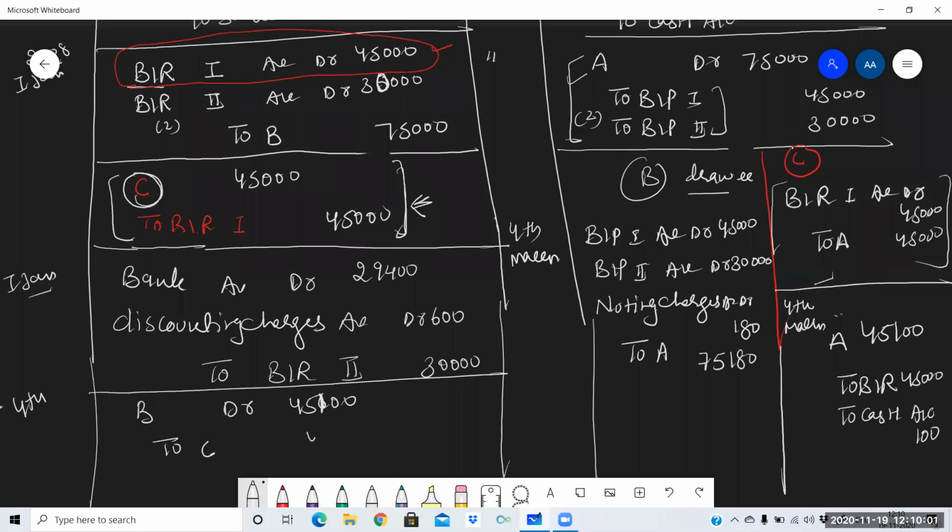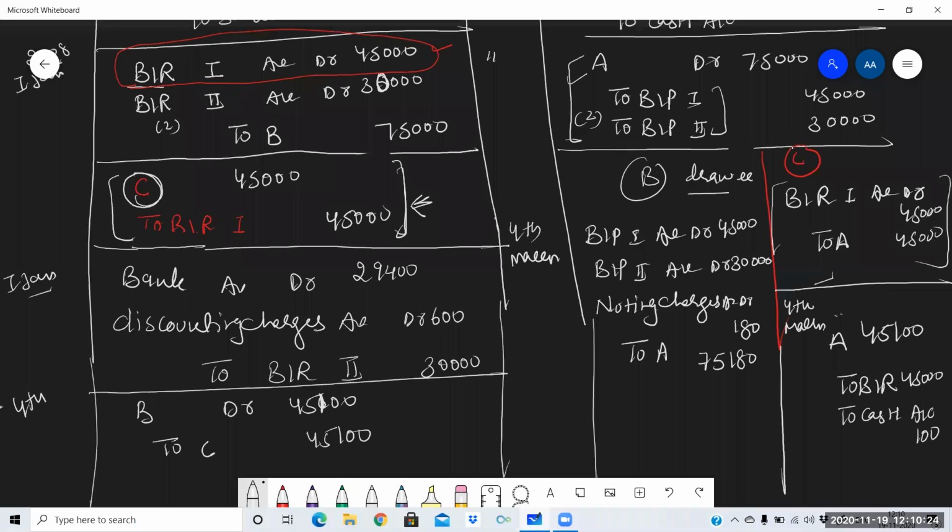45,100 and here also 45,100. This will be the being bill dishonor. You can see that if the endorsed bill is dishonored, then the entry will be passed in the books of all three parties. C is payee here, B is drawee here, and A is drawer here.